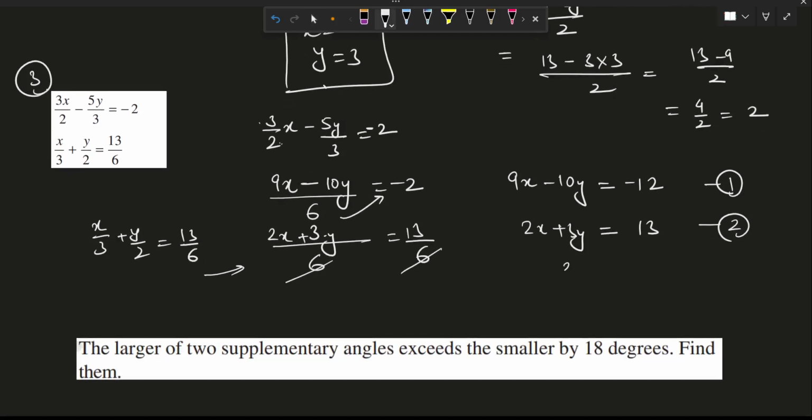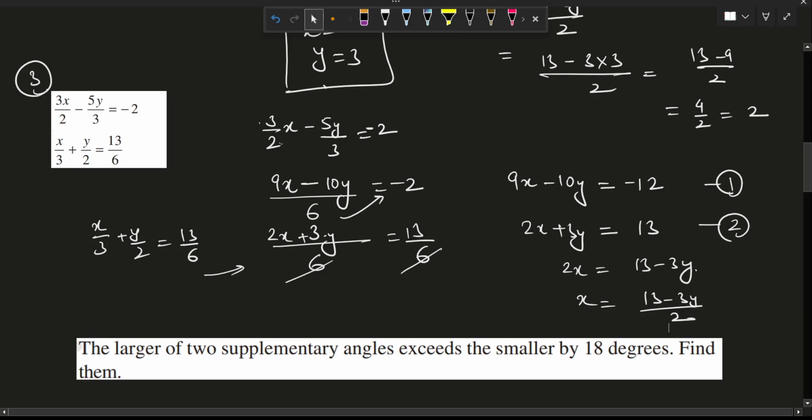So from here I'll say 2x is equals to 13 minus 3y. Again, I think we have the same type of equations. This was there in that, and then it will change as x is 13 minus 3y by 2. This is my equation. I hope there is no mistake. 9x minus 10y is minus 12. That's correct. And then this is 2x plus 3y is 13. Yeah, the equations are correct.